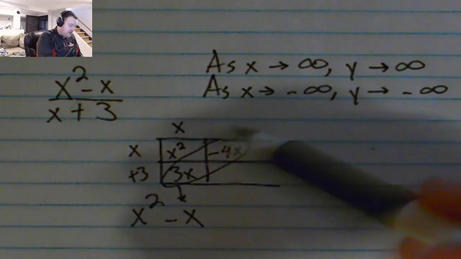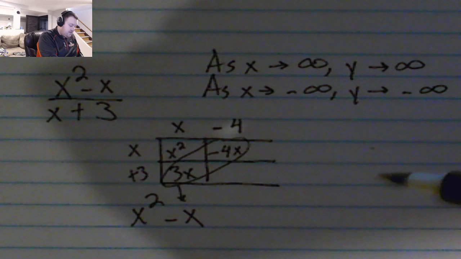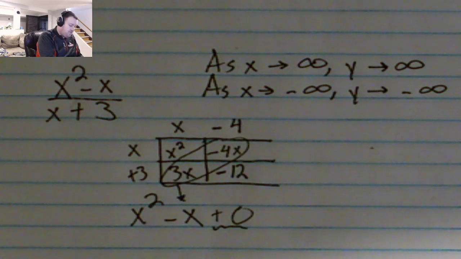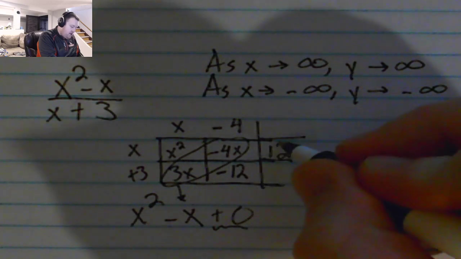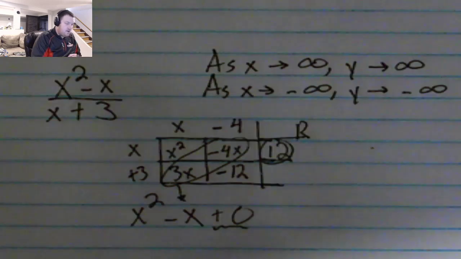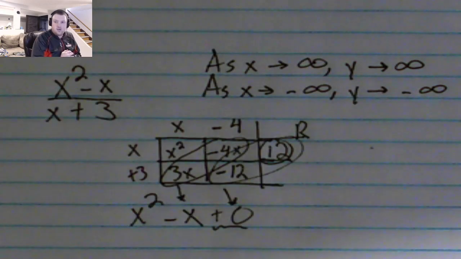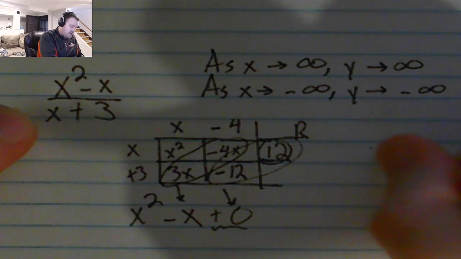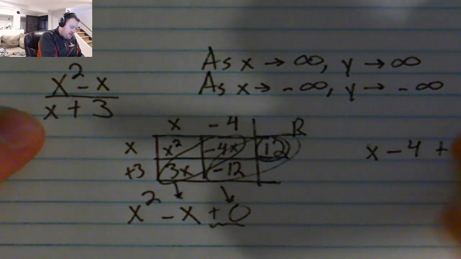In order to multiply x times something and get negative 4x, I need to multiply by negative 4. Negative 4 times positive 3 is negative 12. But I really want a 0, right? Because there's really a 0 at the end of this term here. So my remainder, in order to get me that 0, is going to be a positive 12. This becomes my remainder, right? Because I want these two things to become a 0. So my remainder is a positive 12. So when I rewrite this, when I divide x squared minus x over x plus 3, I get x minus 4 plus 12 over x plus 3.